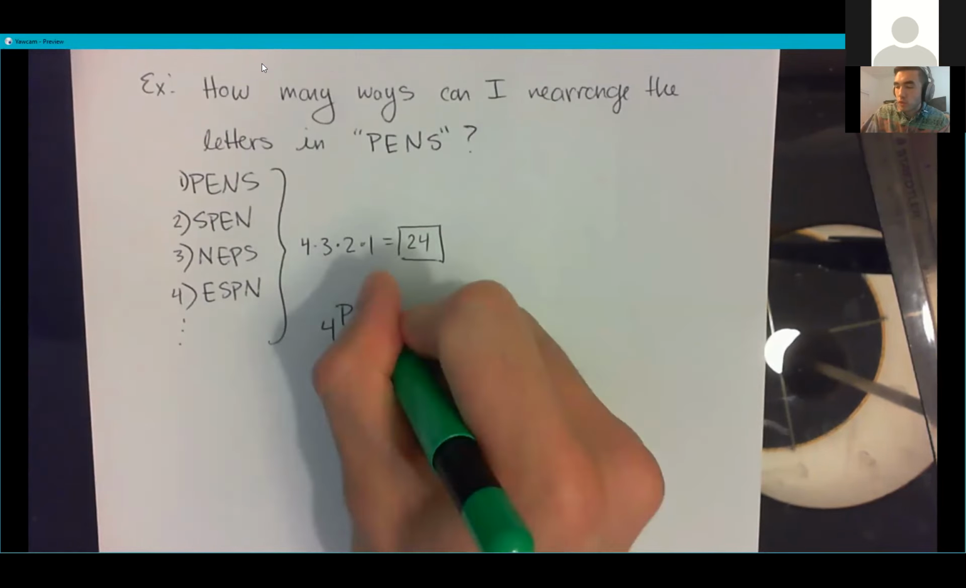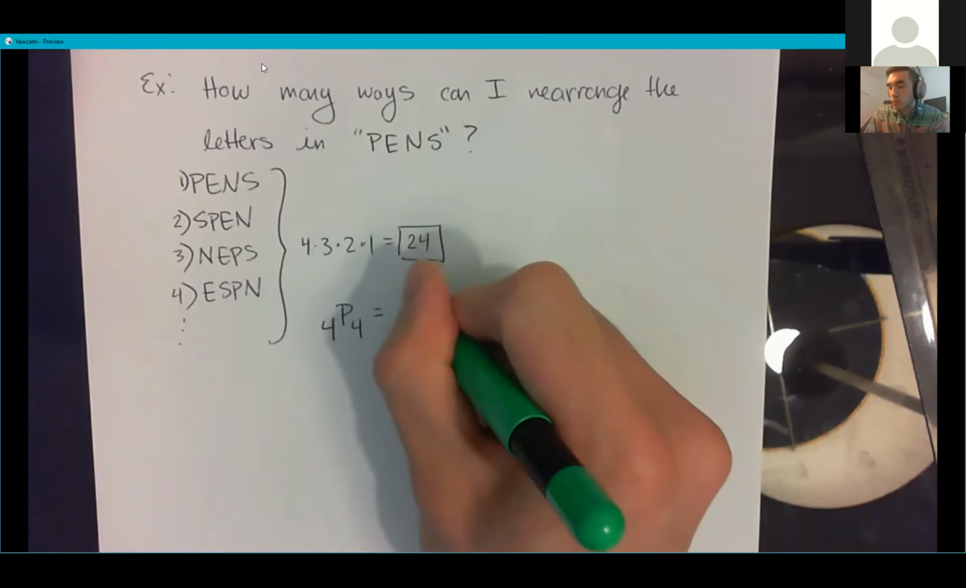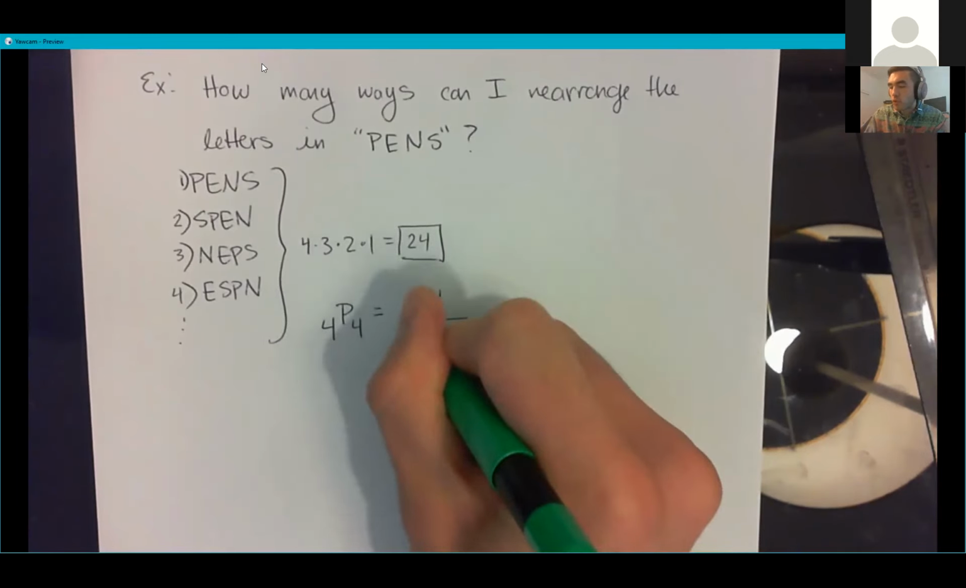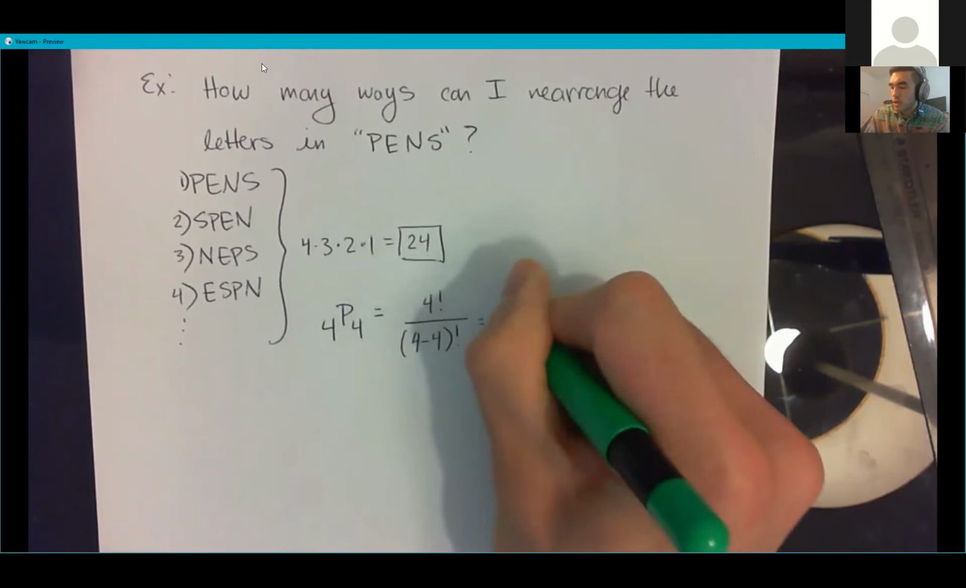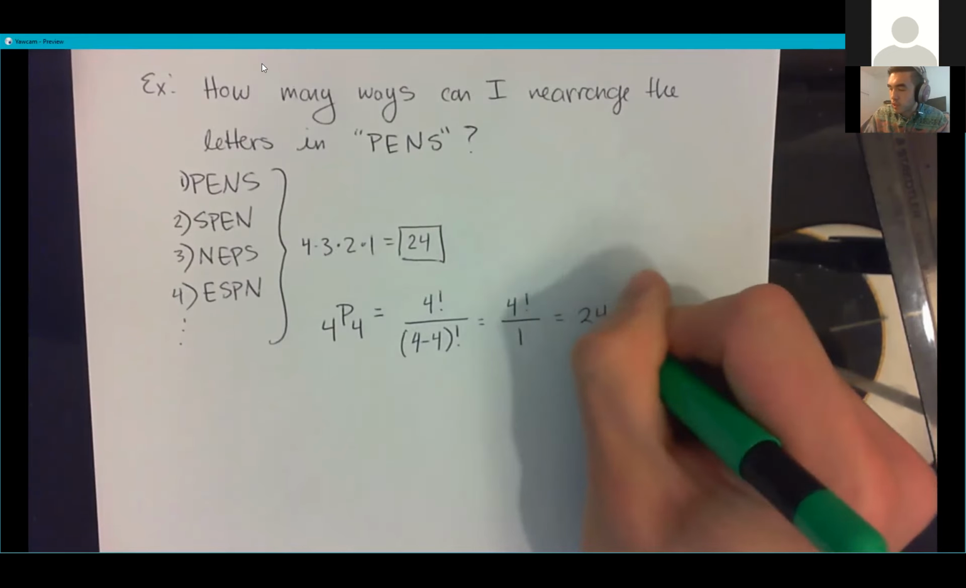This will also give you 24 if you use your calculator, and the reason why this works is that in terms of the actual permutation equation, this is 4 factorial divided by 4 minus 4 factorial. 0 factorial is equal to 1. And so this is just 4 factorial divided by 1, which is also equivalently 24.